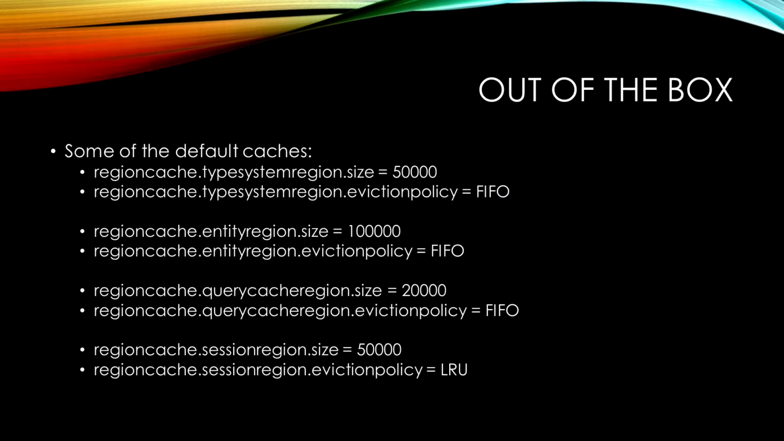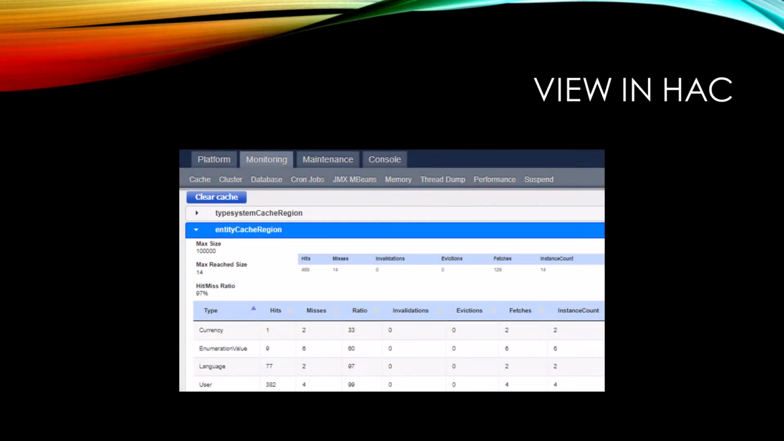Here you can see the configs, size and policy for the 4 default cache regions. The cache statistics are available in the HAC under the Monitoring tab. Here you can see lots of information about hits, misses, fetches and other stats.